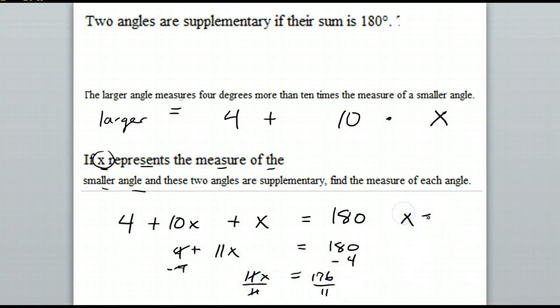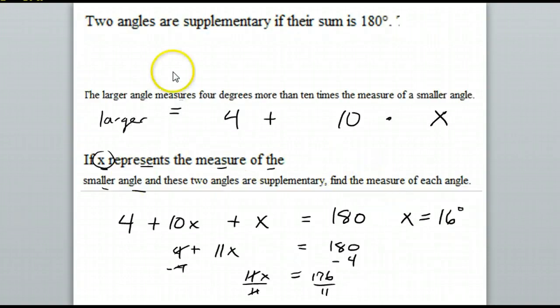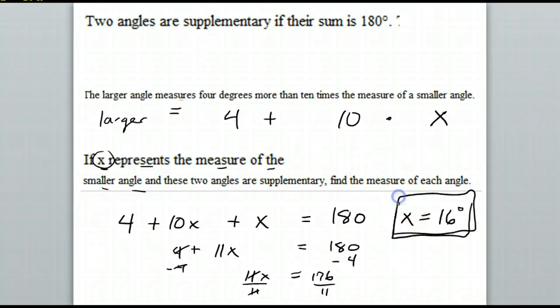Alright, x, which is the smaller angle: 11 goes into 17 one time, the remainder is 6. 11 goes into 66 6 times. So the smaller is 16 degrees. And that means the supplementary angle, or the larger angle, is 180 minus that, which is 164.